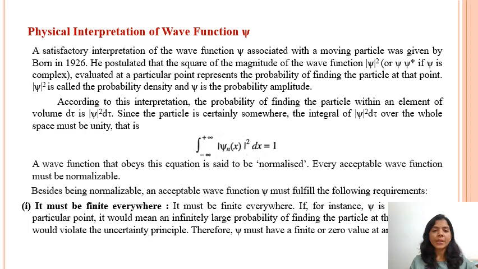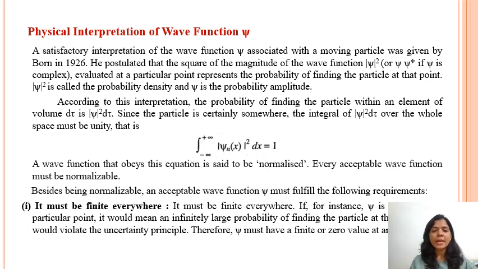According to this interpretation, the probability of finding the particle within an element of volume d tau is mod psi square d tau. Since the particle is certainly somewhere, the integral of mod psi square d tau over the whole space must be unity, that is, the integral from minus infinity to plus infinity of mod psi(x) square dx equal to 1. A wave function that obeys this equation is said to be normalized. Every acceptable wave function must be normalizable.